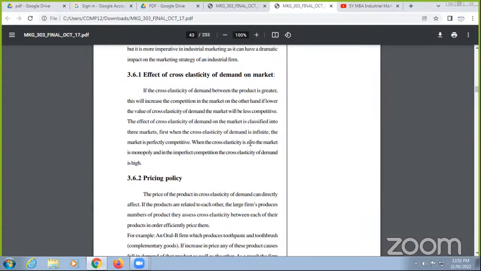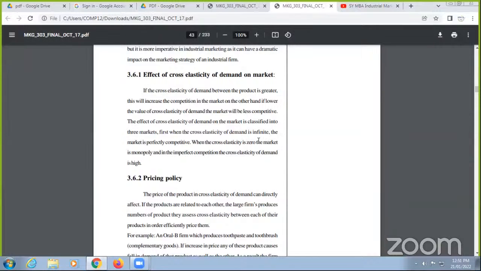First, when the cross elasticity of demand is infinite, the market is perfectly competitive. When the cross elasticity is zero, the market is a monopoly, and in imperfect competition, the cross elasticity of demand is high. Next, the pricing policy.